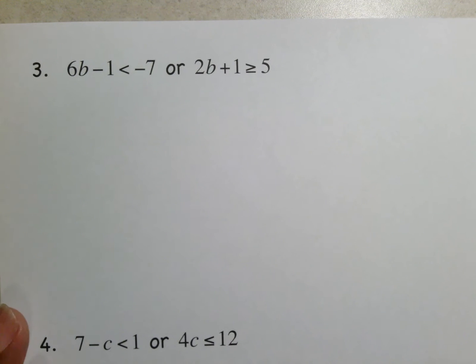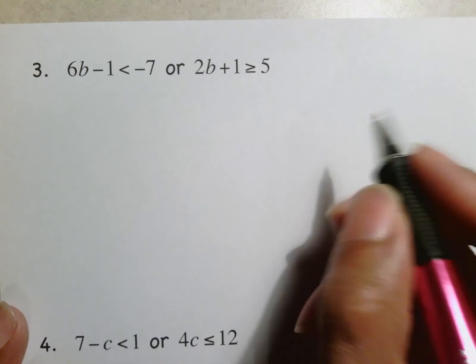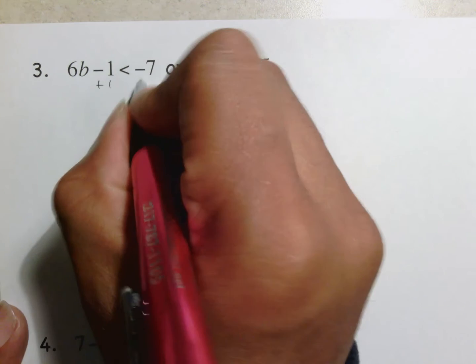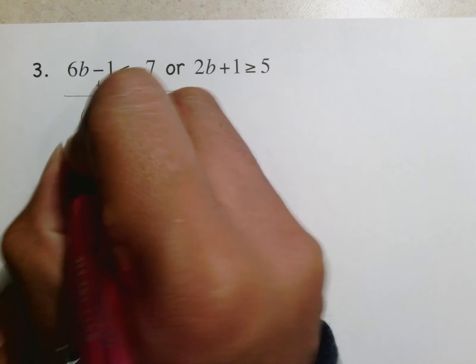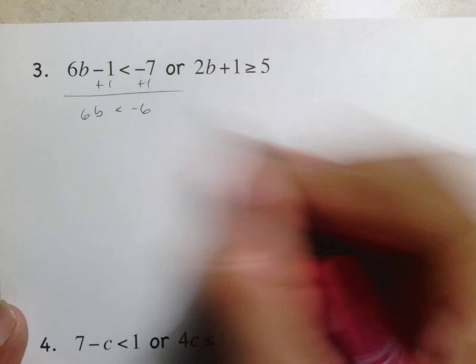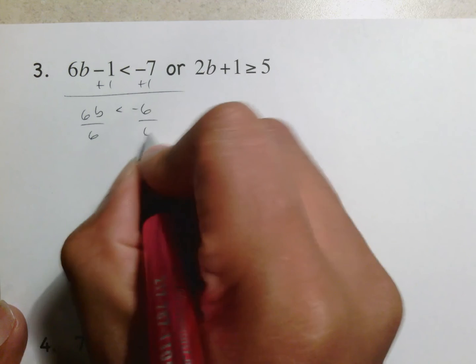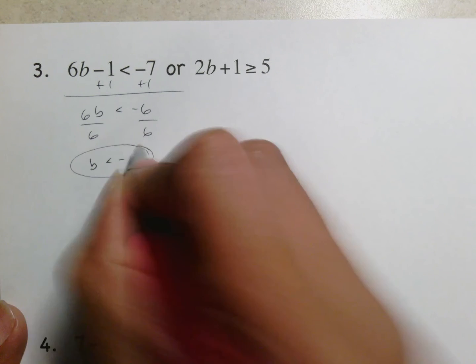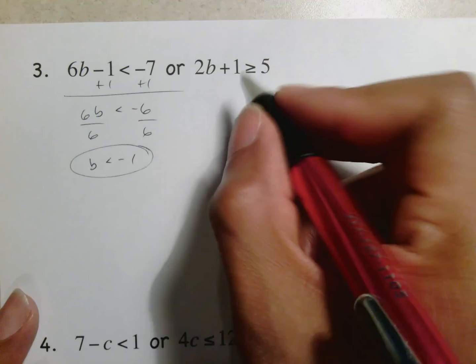Number 3, again we've seen this. Or just means work out each one and put the graphs together. So working this out, we will add 1 and divide by 6, getting our first answer. We do the same thing on the second one.